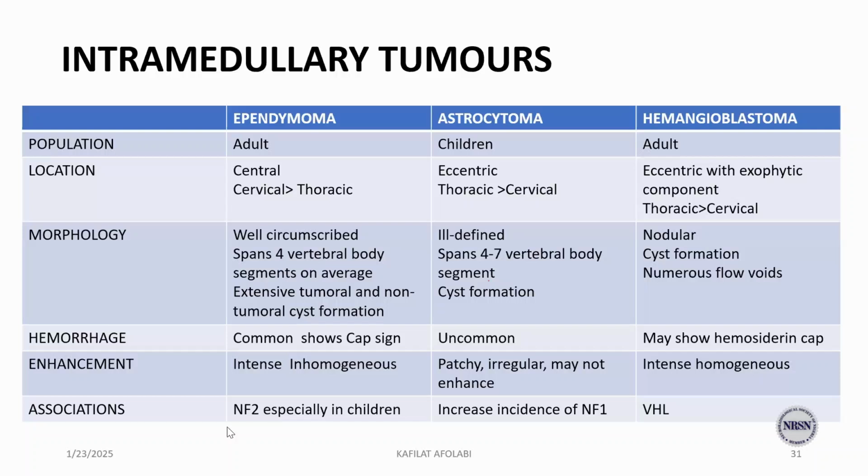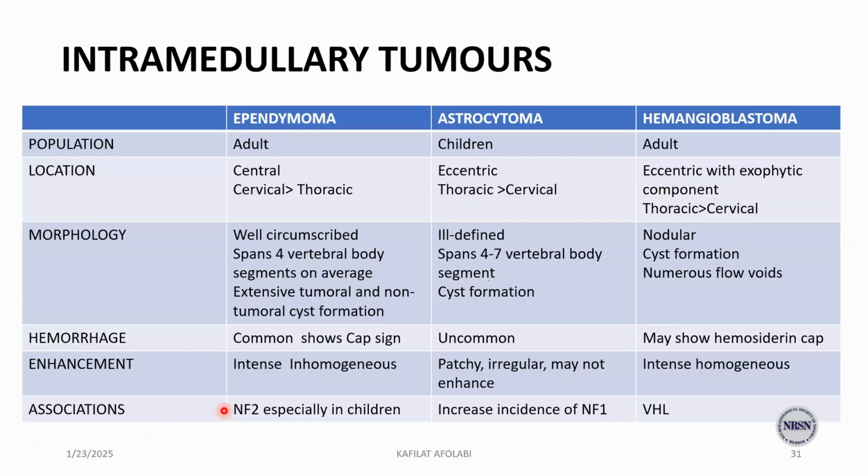One of the classical features seen in ependymoma is the cap sign, which is formed from hemosiderin, classically seen on a T2 weighted image superior and inferior to the lesion. But please note that this cap sign is not pathognomonic of ependymoma, as it can be seen in hemangioblastoma and lesions like paraganglioma as well. All three of them show enhancement of variable intensity, but classically astrocytoma is patchy. In fact, because astrocytomas are usually very low-grade lesions, they may not show enhancement at all. So if you have a lesion in the cord in a child that is not showing enhancement, it is probably astrocytoma.